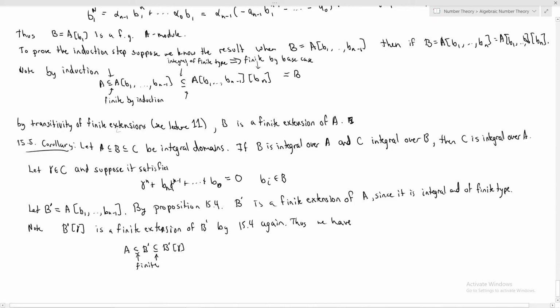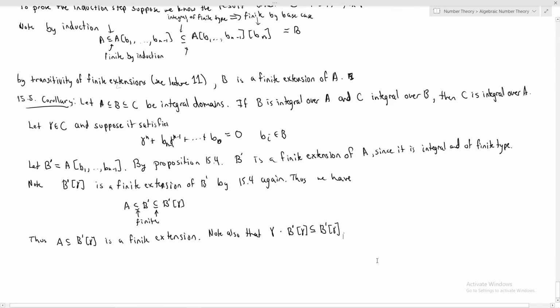Okay, so what does that tell me? Transitivity of finite extensions. Thus, B prime adjoin gamma is a finite extension of A. Okay, what else can I say here? Note also that gamma times B prime adjoin gamma is contained in B prime adjoin gamma.